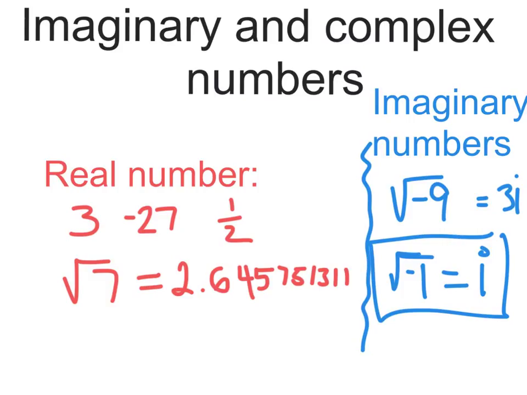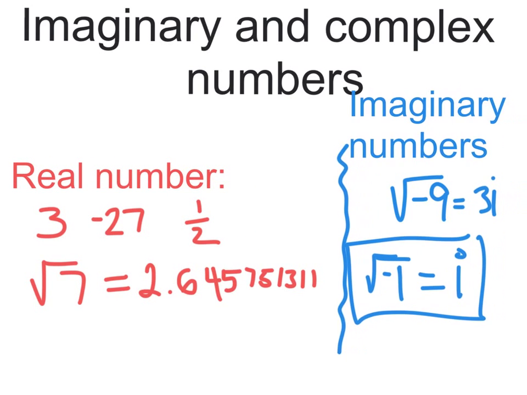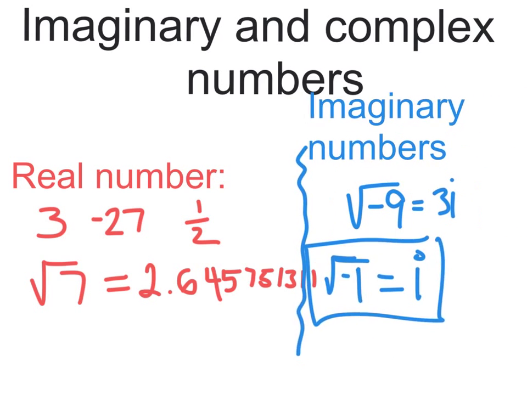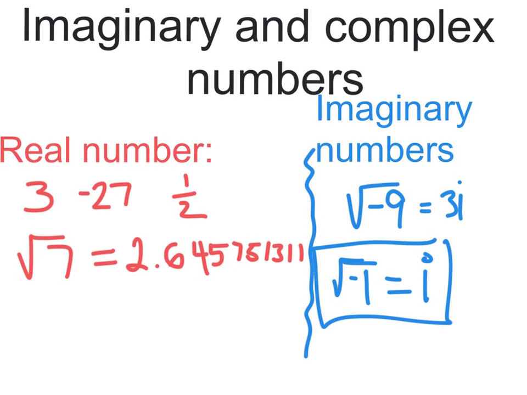So yeah, those are imaginary numbers. When you take the square root of a negative number, it's not a real number. It's an imaginary number. Now, where does that all come from? Where does it all come from?